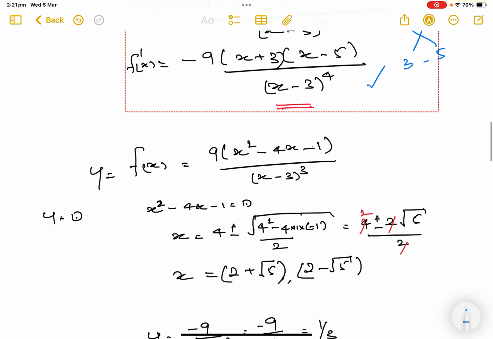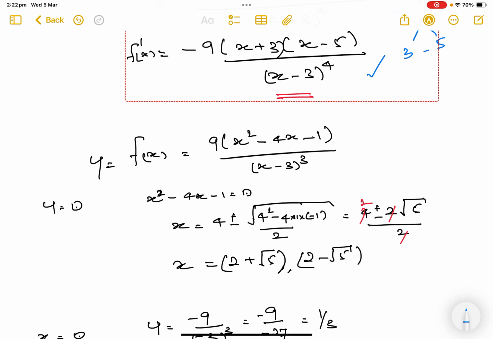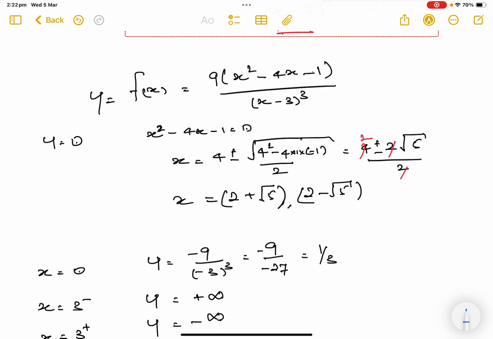So I just wrote y equal f(x) equal to the function again: 9 times (x squared minus 4x minus 1) divided by (x minus 3) to the power of 3. Let's analyze it. To sketch a graph, we need to get as many points as possible. In the normal format, let's see when y equals 0, whether it cuts the x-axis, the roots of that graph. So y equals 0, and the denominator we can ignore, and I ignore that 9 as well.